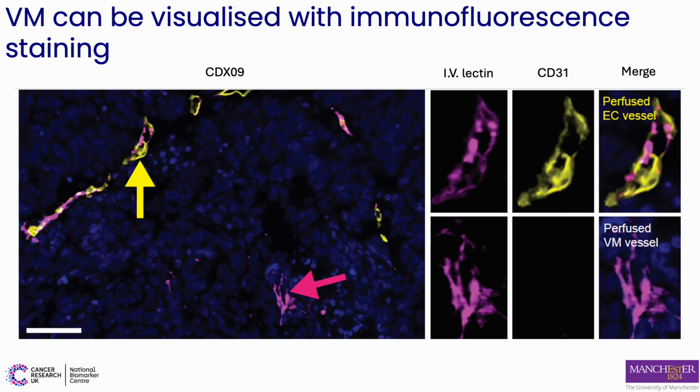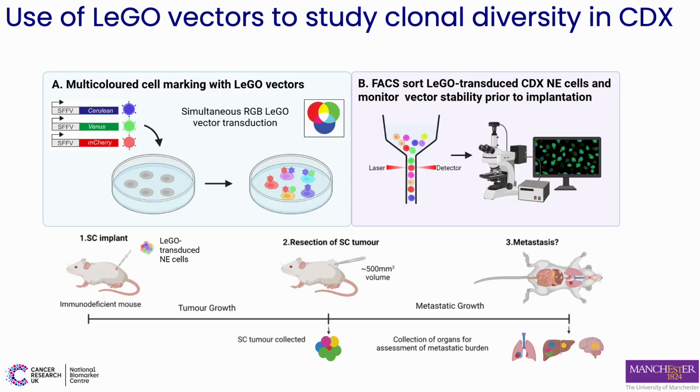VM can be visualized by a combination of biotinylated tomato-lectin and CD31, an endothelial cell marker, under immunofluorescence microscopy. At the same time, we can also use lentiviral gene ontology vectors, short name LEGO vectors, to track the clonal development of the tumor using immunofluorescence.